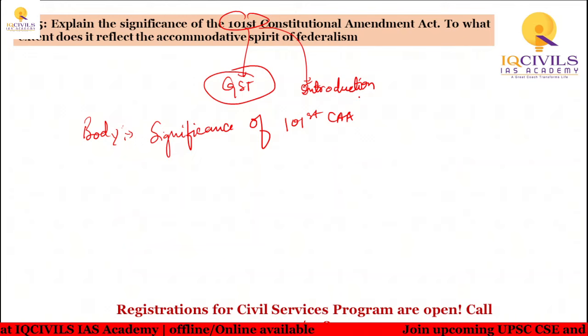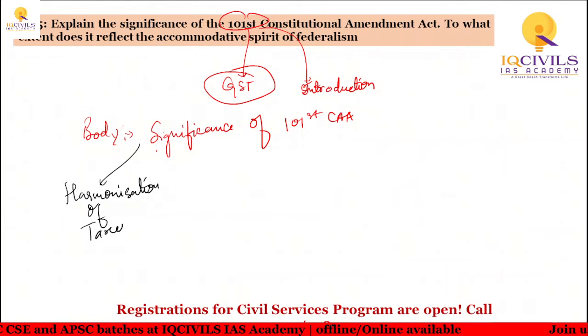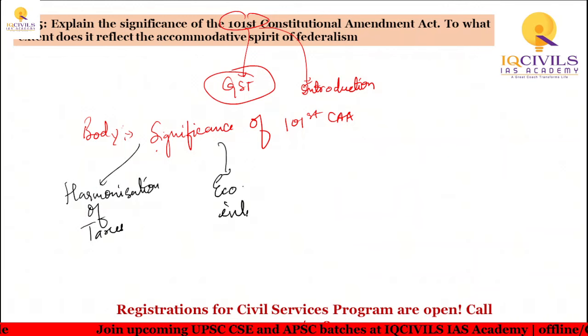Now, what is the significance? Okay, why is it important? So the first important thing is harmonization of taxes. ओके, हार्मोनाइजेशन ऑफ टैक्सेस। तो जीएसटी का एम ये है कि वो पूरे जितने भी कॉम्प्लेक्स टैक्स स्ट्रक्चर है उसको सिंप्लीफाई करे। ओके, एंड शुड अंडर वन अम्ब्रेला टैक्स होना चाहिए। Then economic integration, that is also very important.